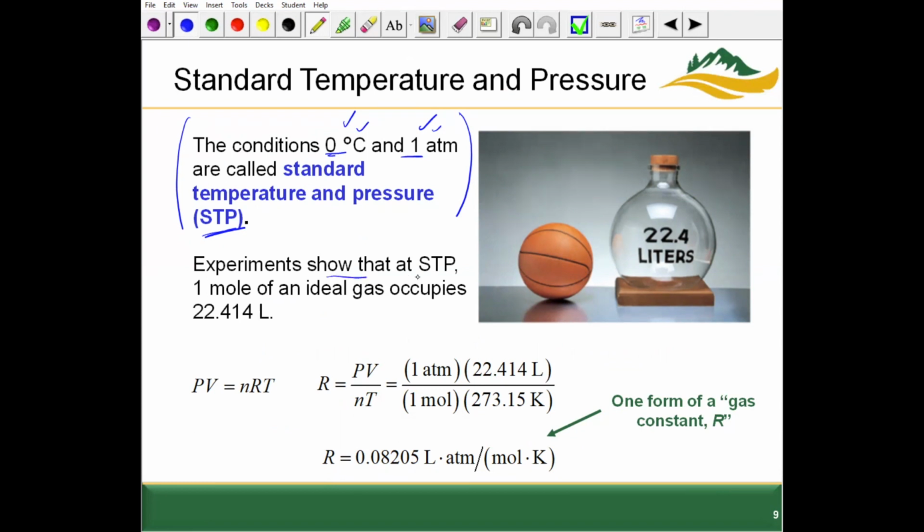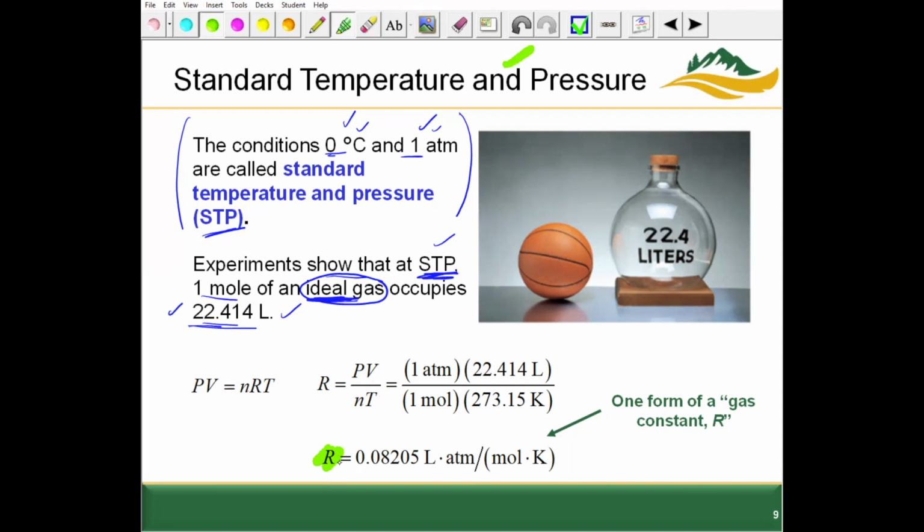Also, experiments show that at standard temperature and pressure, at STP, 1 mole of an ideal gas occupies exactly 22.414 liters. So any ideal gas will occupy exactly this many liters. It doesn't matter what the identity of the gas is. If it's an ideal gas, 1 mole of it at STP will occupy about 22.4 liters. So that gas constant R, what we plug in for it, is based on these values at STP.